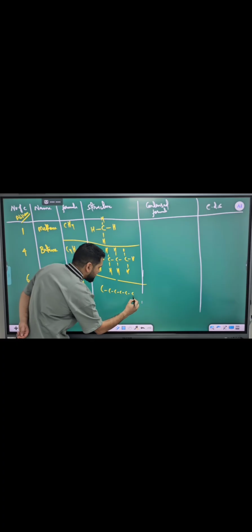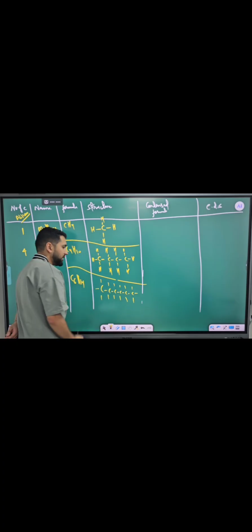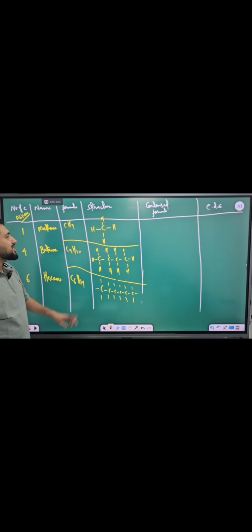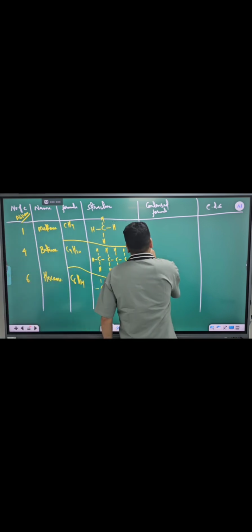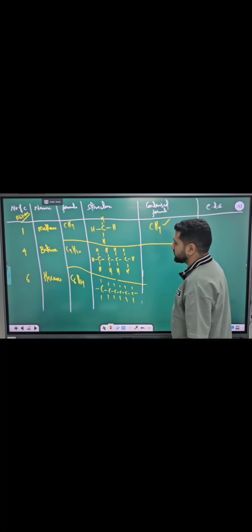How many carbon? 6. 1, 2, 3, 4, 5, 6. How many hydrogen? 3, 4, 5, 6, 7, 8, 9, 10, 11, 12, 13, 14. Right? Now let's try to make their condensed formula, which is very, very important. If I talk about the condensed formula, how will I be writing? Directly write down carbon. How many hydrogens? 4. That will be the condensed formula.